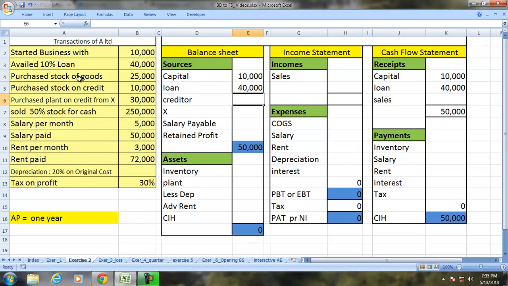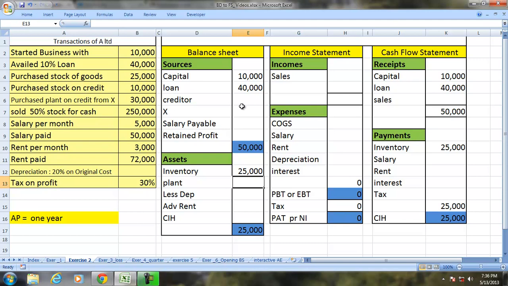Purchase goods for cash, if no information is given, by default we'll assume that for cash. So purchase inventory or goods 25,000, and inventory is an asset, and that will be shown on the balance sheet as an asset of 25,000. And inventory will continue to appear on the balance sheet as an asset till they are sold, and the moment inventory is sold it becomes an expense and called cost of goods sold.